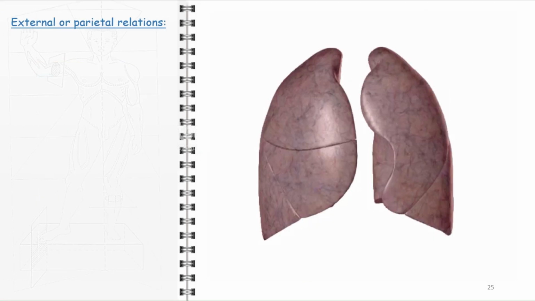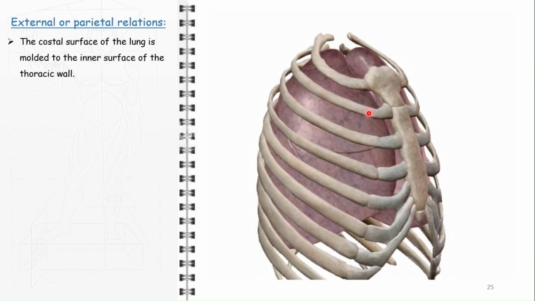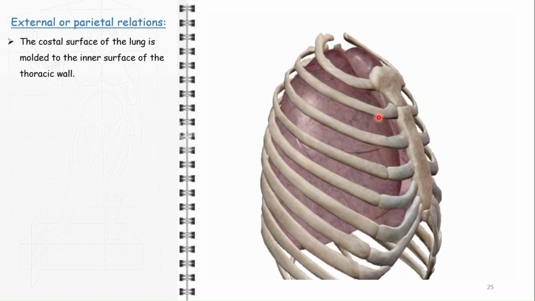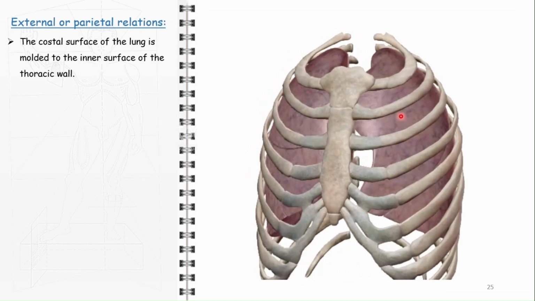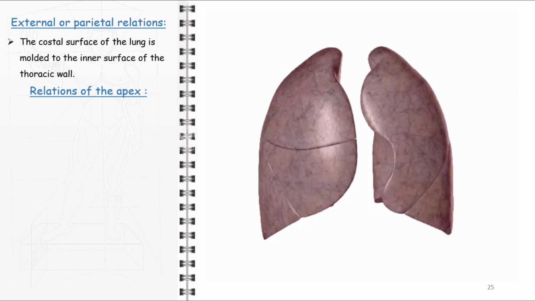When it comes to its external or parietal relations, the costal surface of the lung, convex in both vertical and horizontal directions, is molded to the inner surface of the thoracic wall, to which the parietal layer of the pleura is attached. Let's discover now the anatomical relations of the apex.